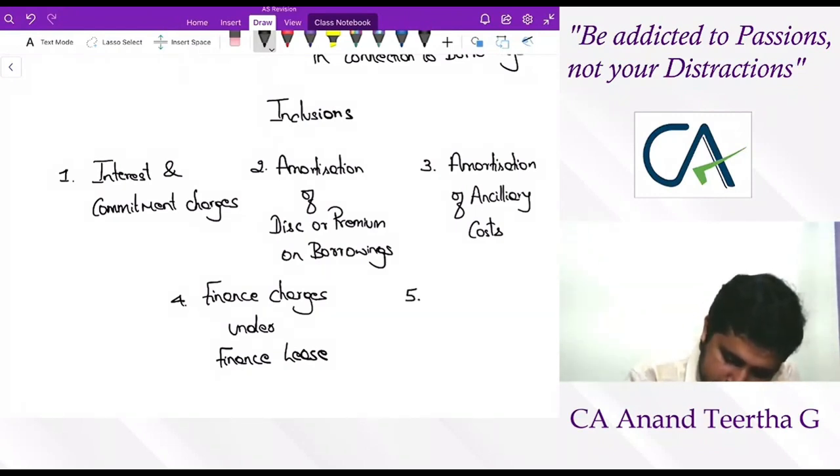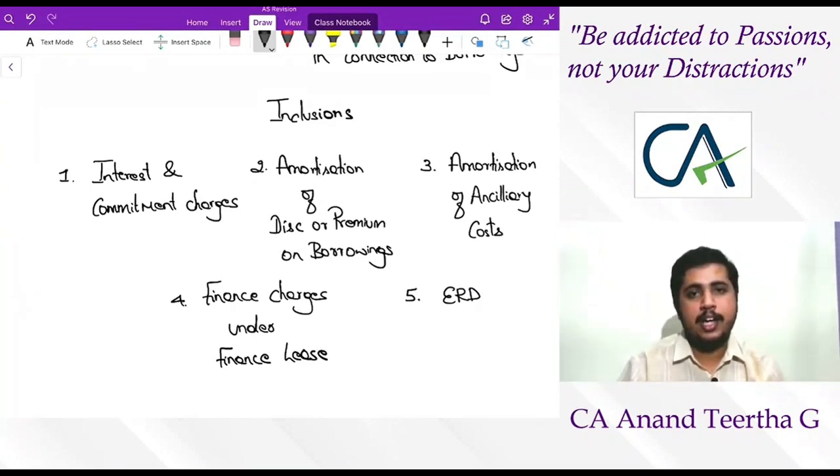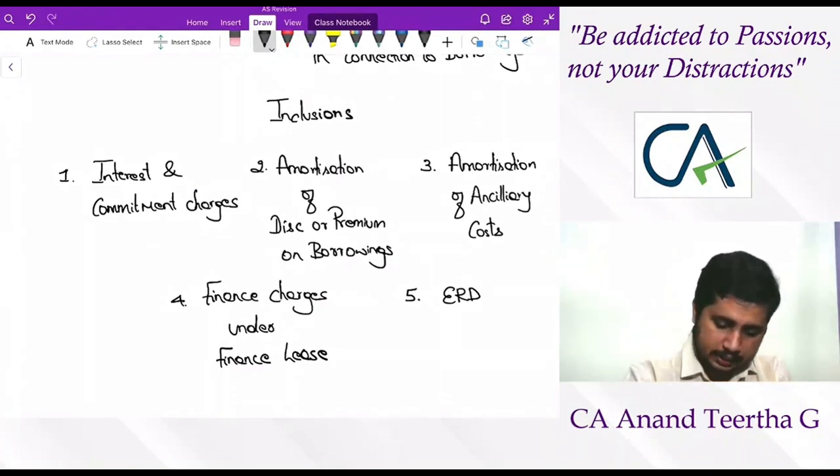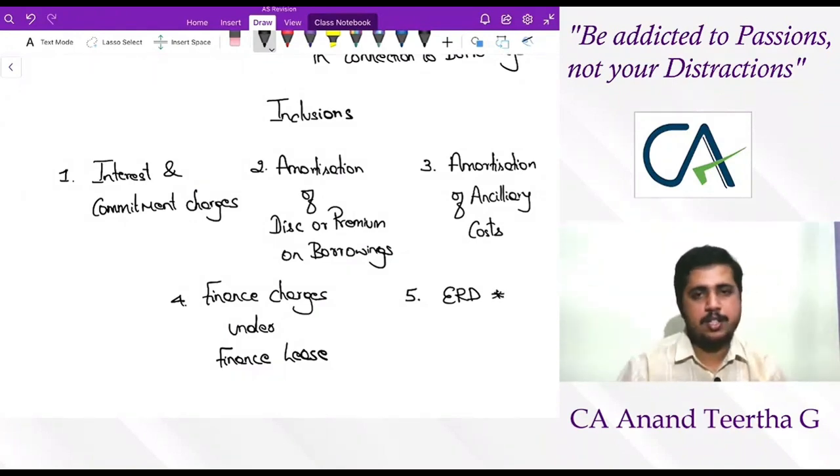Last but not the least, ERD can also be treated as borrowing cost. ERD is exchange rate difference, which was calculated in AS 11, whereby due to fluctuation of foreign currency rates, if you restate it according to closing rate, there is an exchange rate difference. That could also be considered as borrowing cost, but for this there are certain conditions and situations which you have to understand. I will tell this at the end of the discussion.